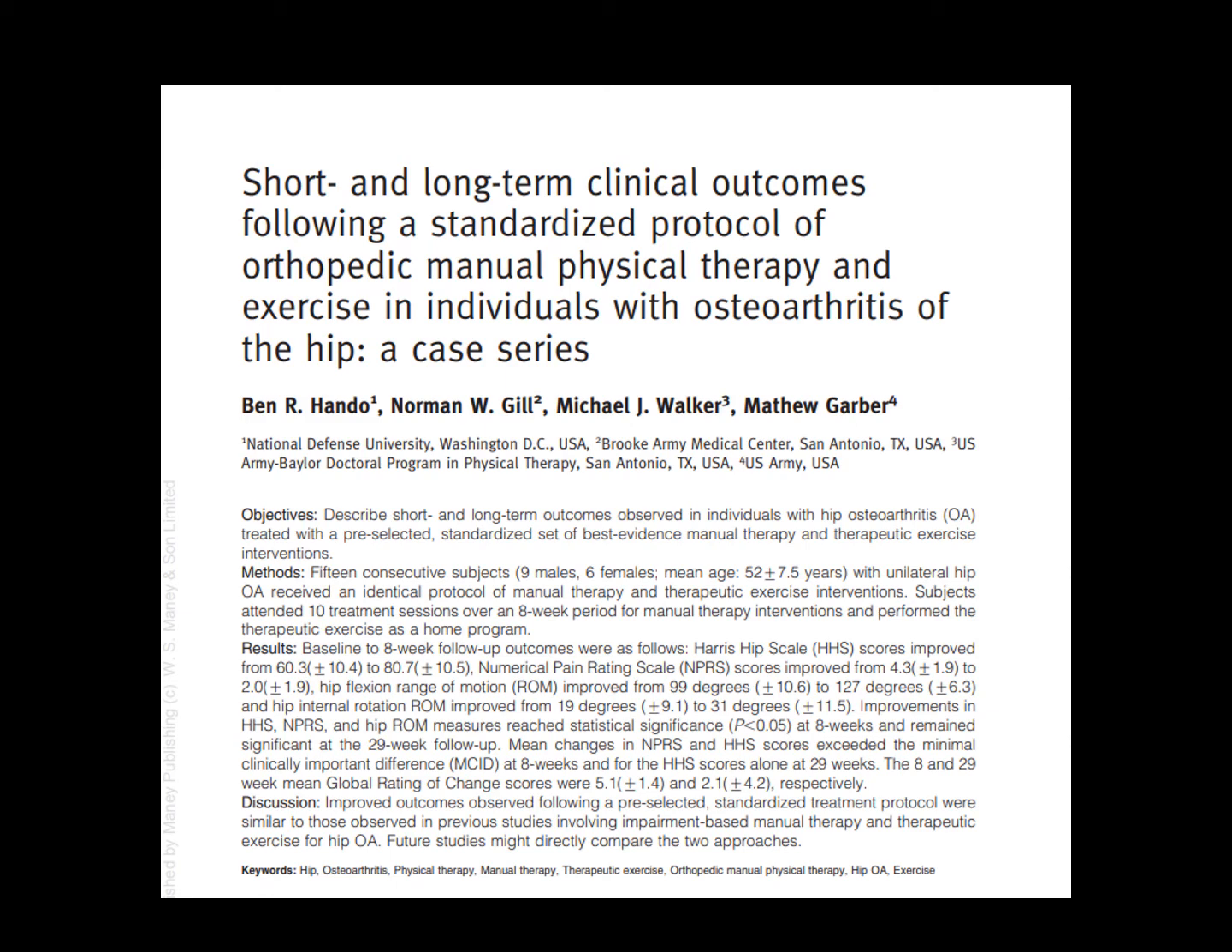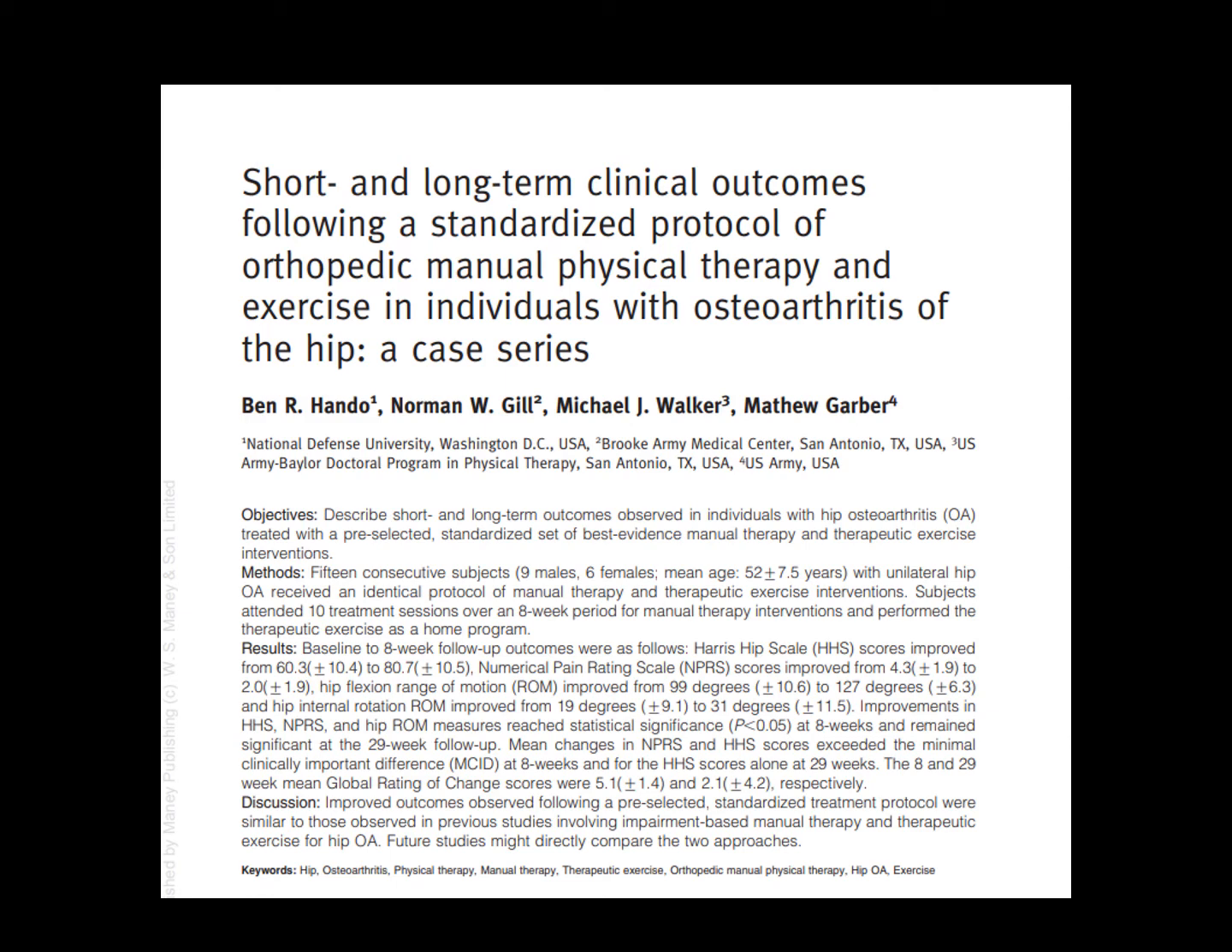And to get into that level of detail from an evidence-based perspective, I think you have to look at case series or even case studies that provide that type of information for you, where you actually have that level of detail. And so in this particular case series, these are a group of military PTs who are doing a manual therapy fellowship through the Army, and they decided to look at an approach with respect to manual therapy and exercise for patients who have hip osteoarthritis.